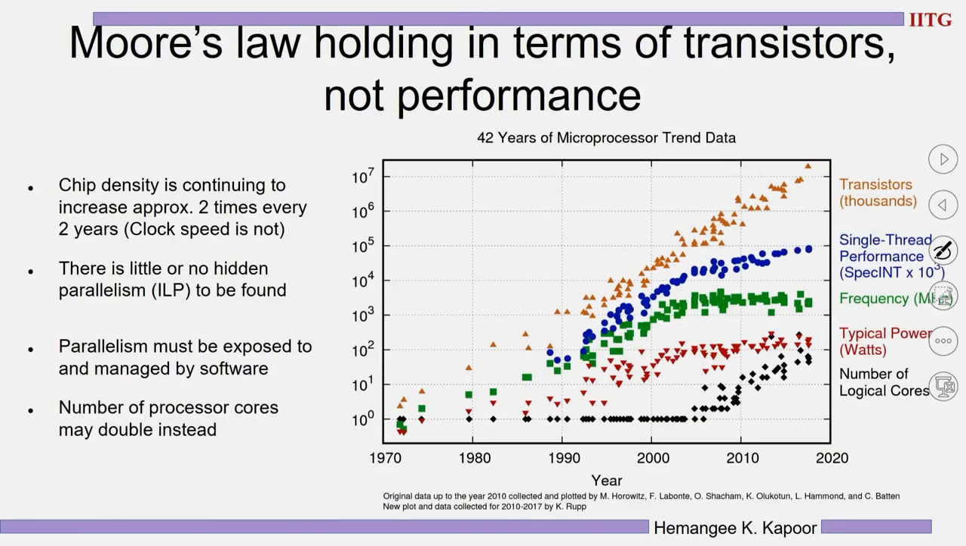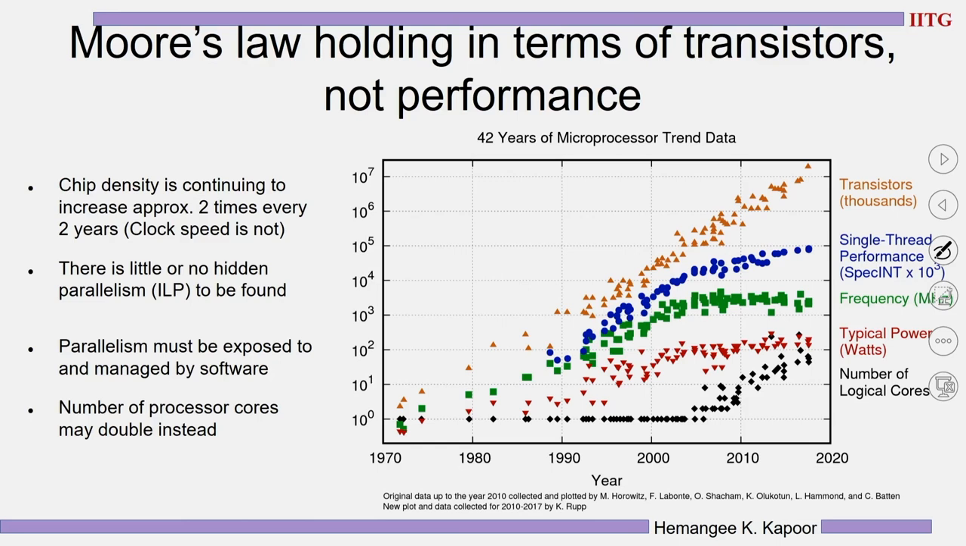Okay, so the same concepts are shown here, but in this diagram we can see one more black line added, which shows that the number of cores is increasing with each generation, and the trend is now going to follow the transistor increase.